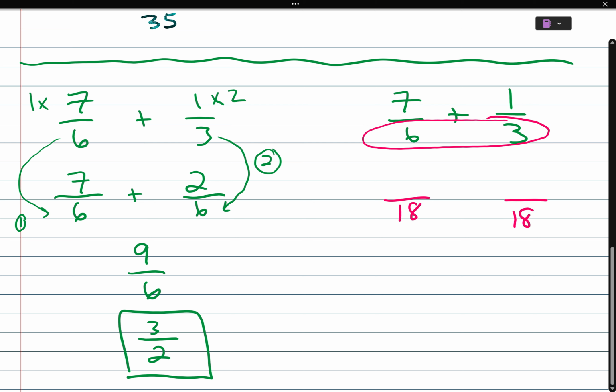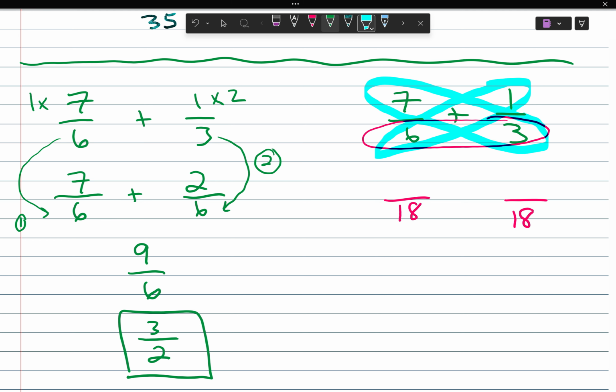Unlike the last one, where when multiplying them we got the LCD, this time we don't, but that's okay. So now, what do we want to do? We want to go ahead and take 6 times 1 and 7 times 3. So 6 times 1 is 6, 7 times 3 is 21. So it's an addition problem.